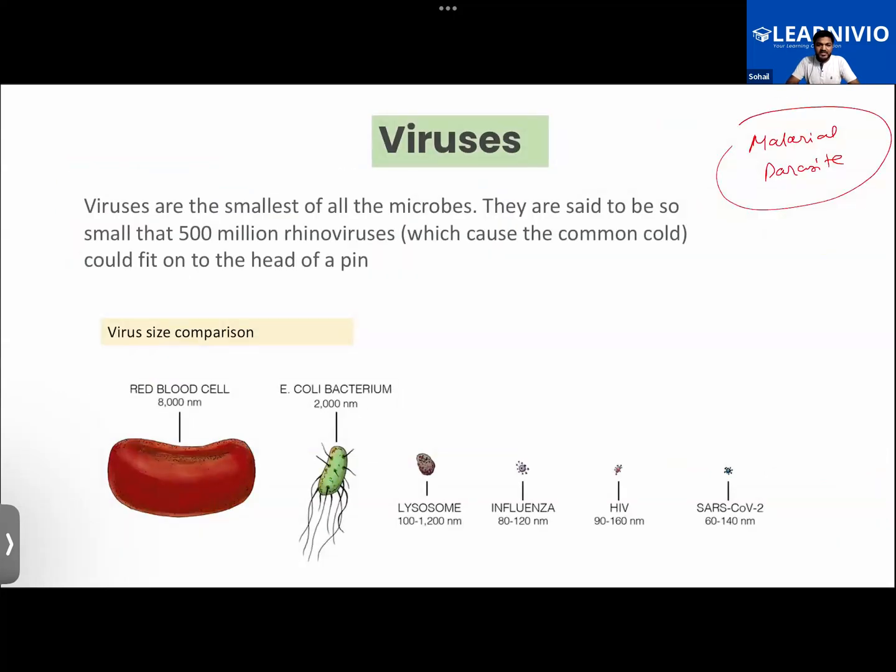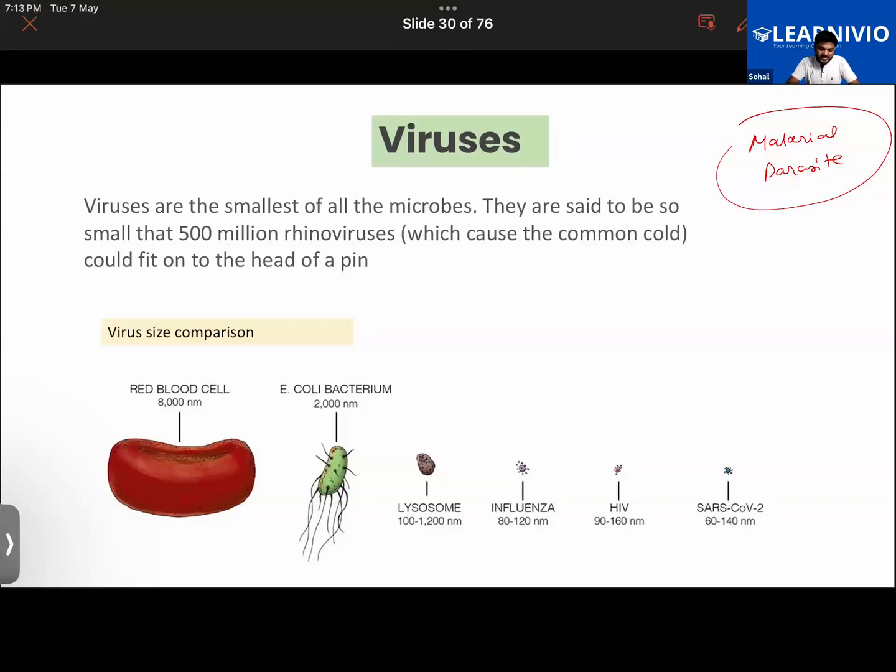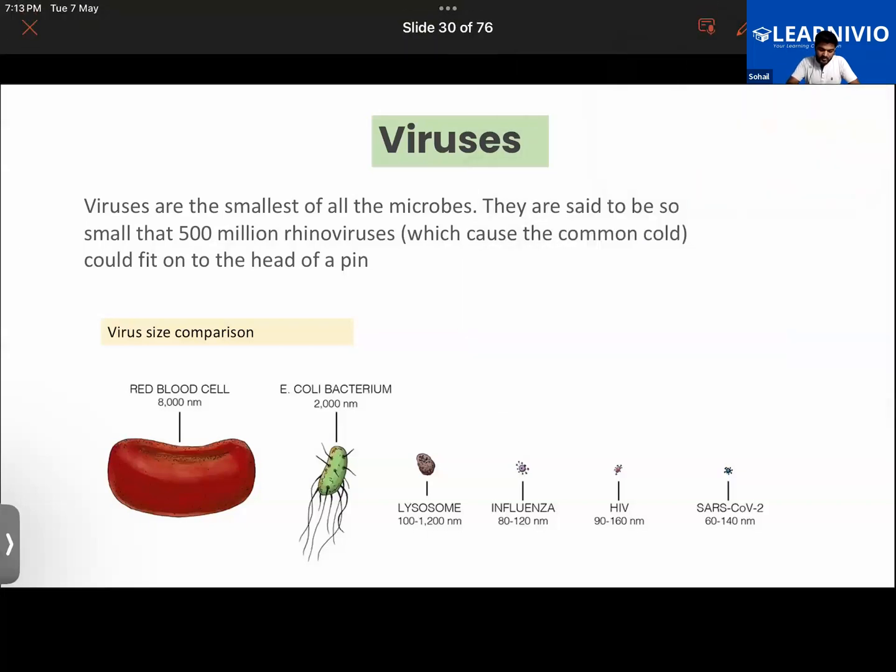Okay. Next thing we have to discuss is the viruses. Now let's understand what viruses are. See, out of all the microorganisms we have studied so far, viruses are the smallest microorganisms. Normally when you look at it, it will be unalive. It will not show any characteristics of a living organism.